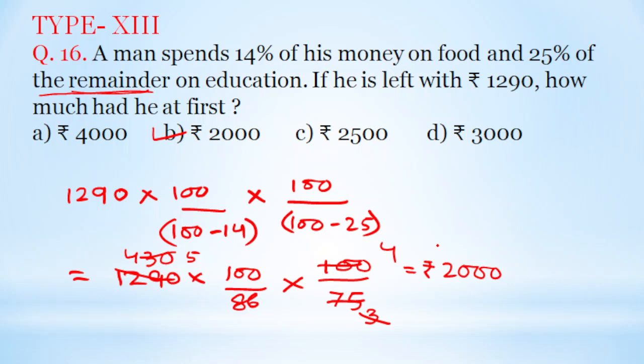So one important exam tip: in this type of problem you have to always point out what is written here, of the remainder. This is one of the important points. We have to check whether it is written of the remainder or not. Then accordingly we have to solve that question.